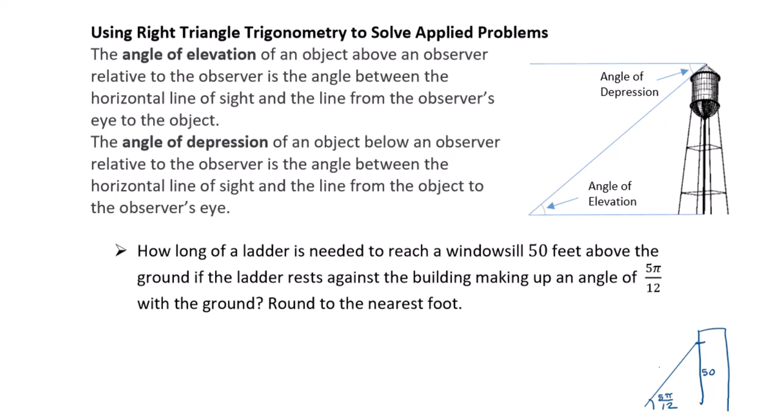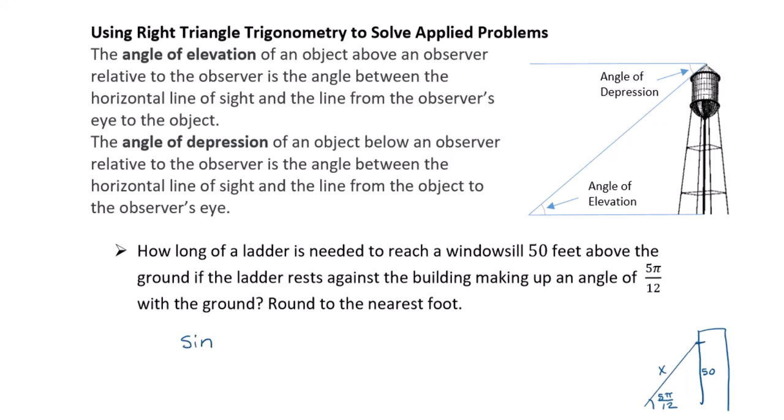And what is it that we need to find? We need to find this length, the length of the ladder, the length of the hypotenuse. Now, in relation to the angle 5 pi over 12, we have the opposite and we need the hypotenuse. So the trig function that involves those is going to be sine.